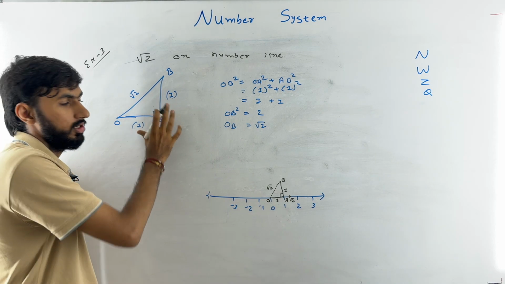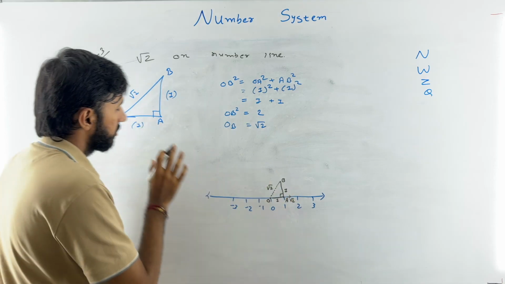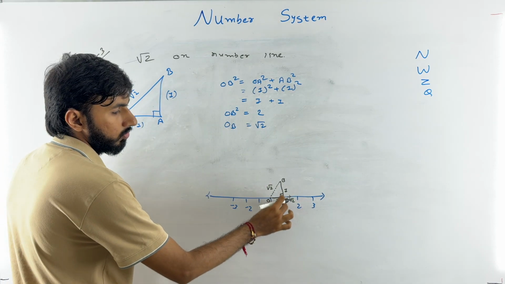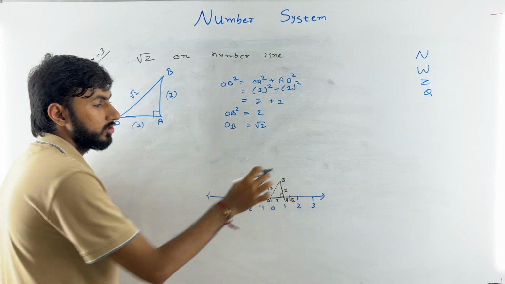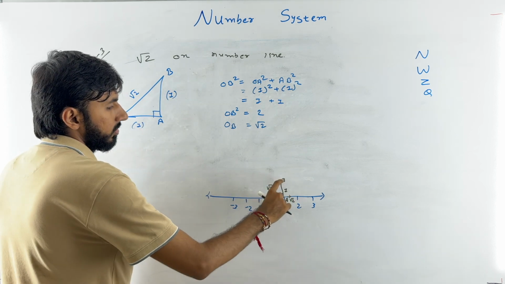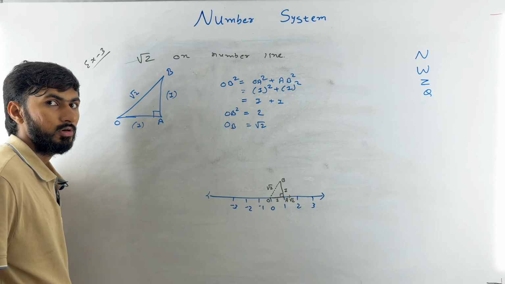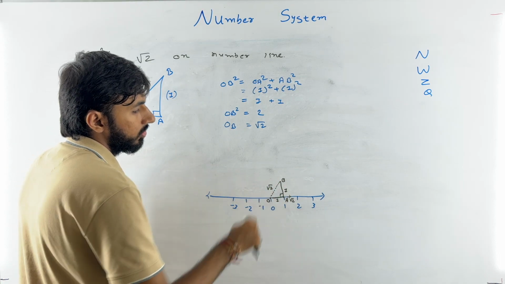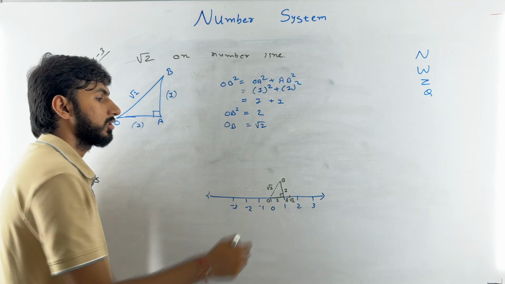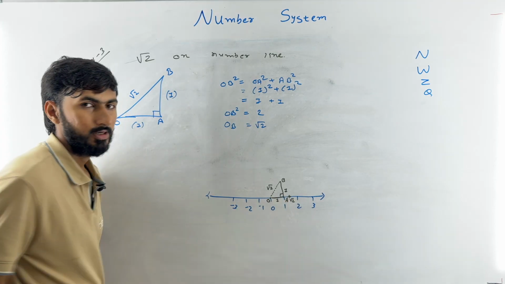Just draw a triangle on the number line. Here the side O to 1 is of length 1, and this side is also of length 1. We will get root 2 as the hypotenuse. Now if I mark this length on the number line, the point I get is root 2, right?